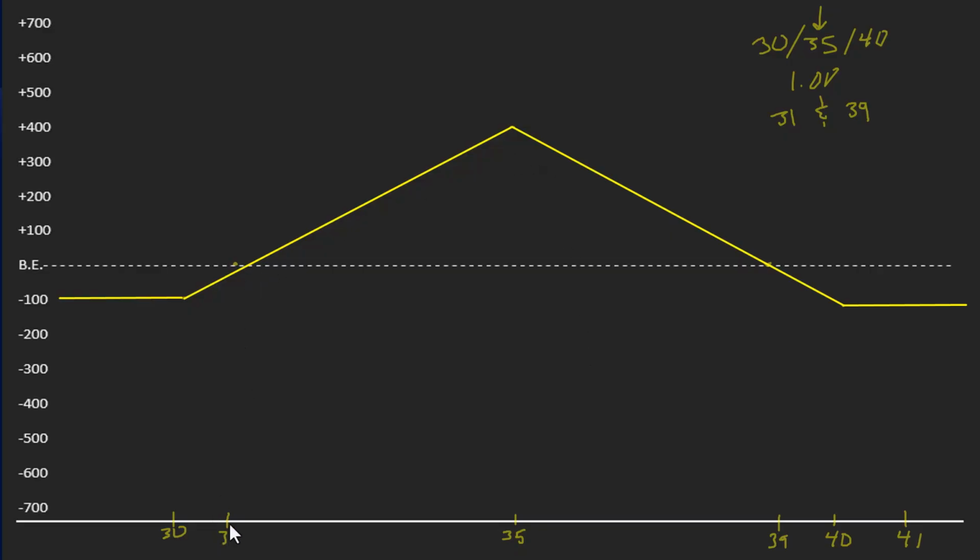If the stock is between 31 and 39, we're going to make some money because it's inside of the two break evens. Think about how quick I did that. I didn't time it. Might have been a minute and a half at most. So visualize these trades and be able to draw those risk graphs like a pro.